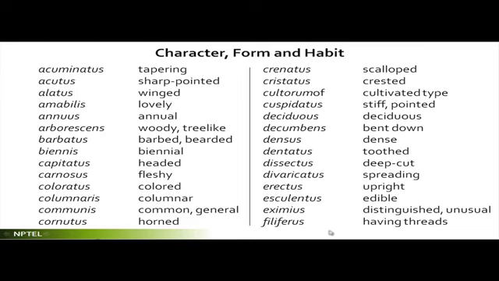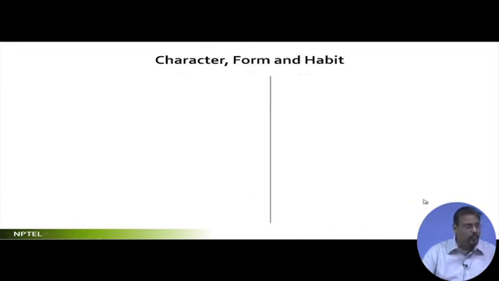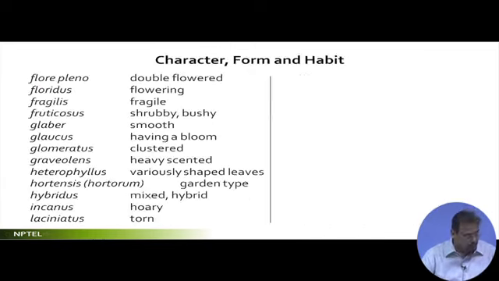So suppose you find somewhere the name called filiferous, then you must understand that somewhere, either in the leaves or in the barks, thread-like things will come in. Okay. Then character, form and habit, in which you have double flowered, floridus is flowering, fragilis is fragile, and fruticosus is shrubby or bushy, glaber is smooth.